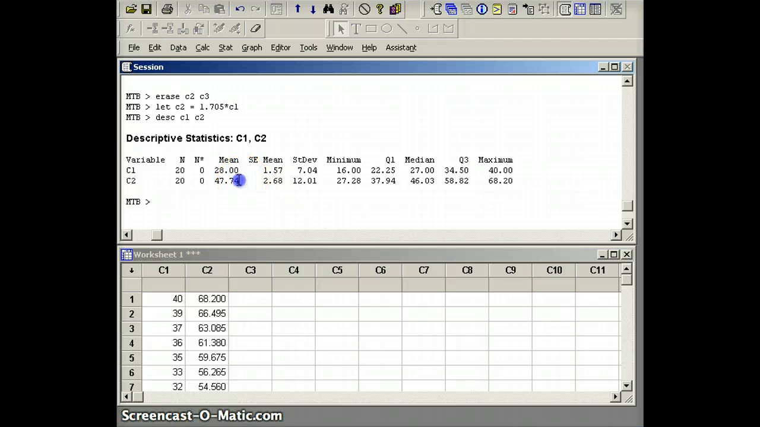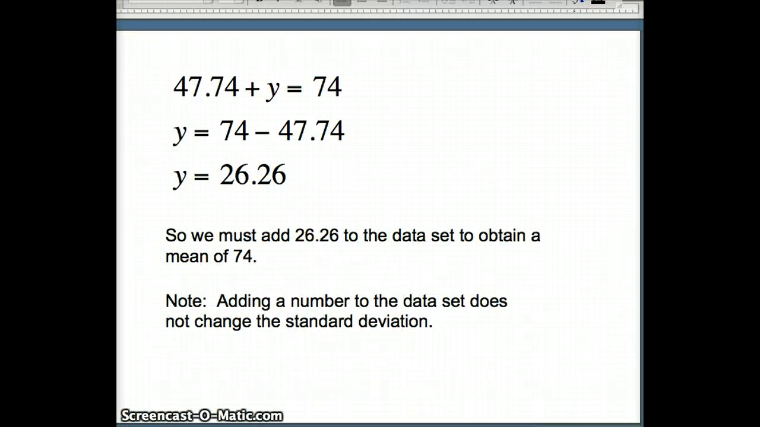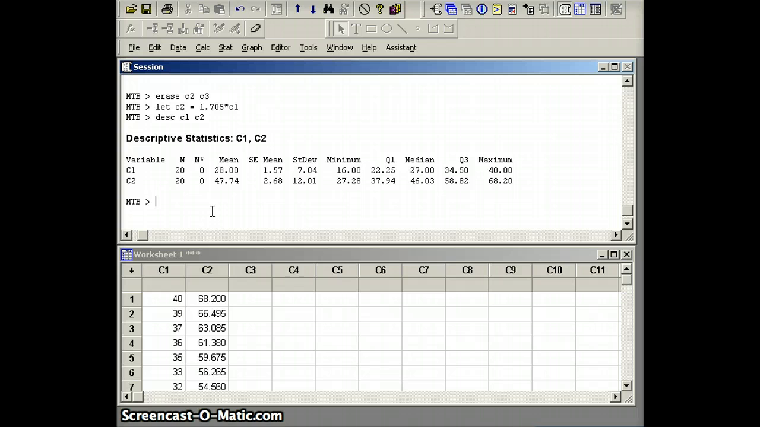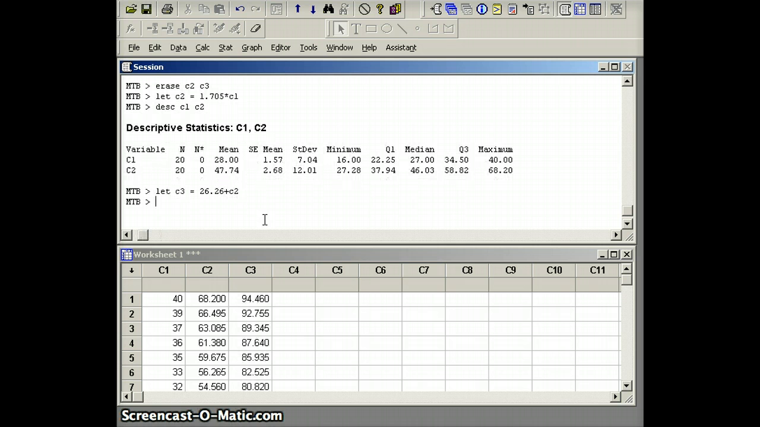So currently in C2, we have a mean of 47.74 and a standard deviation of essentially 12. So what are we going to do? We're going to add that value, 26.26, to that data set C2. So we're going to say let C3 equal 26.26 plus C2. And now I have a new data set. And looking at that, we can say describe C1, my original data set, and C3, my curved data set.